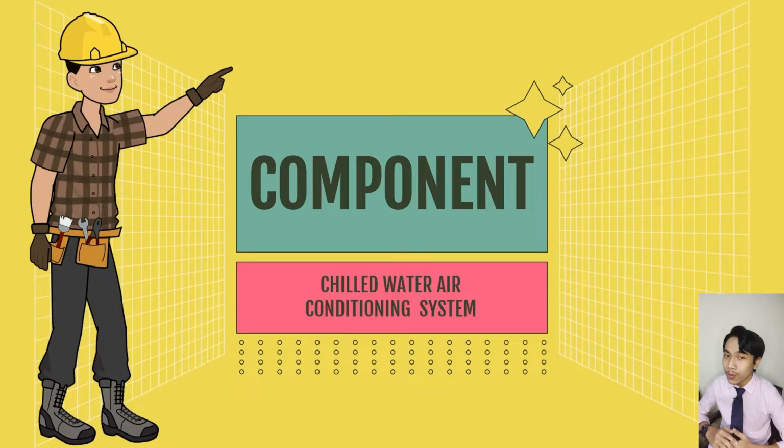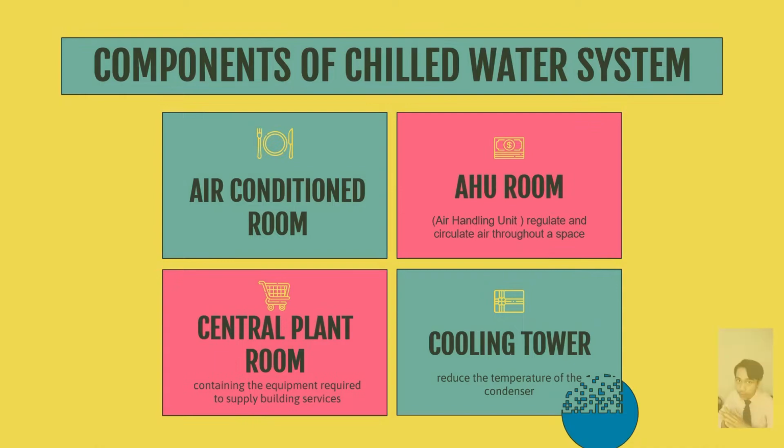Hi, Assalamualaikum warahmatullahi wabarakatuh. My name is Muhammad Syarizan bin Nordin, matric number 2006-27904. Components of chilled water air conditioning system. The first one is air conditioning room.